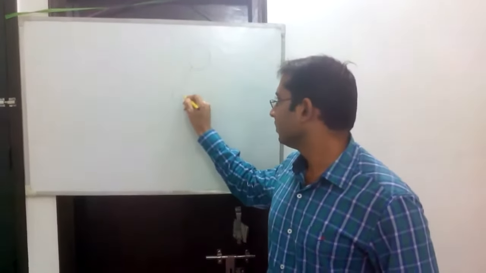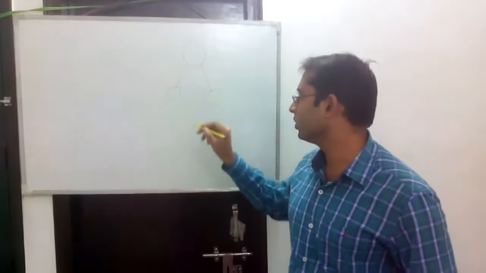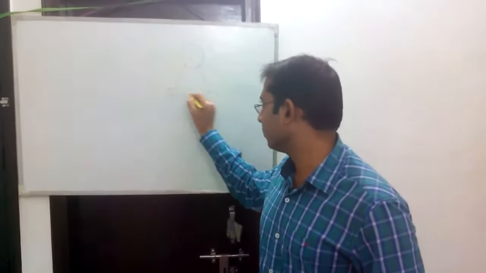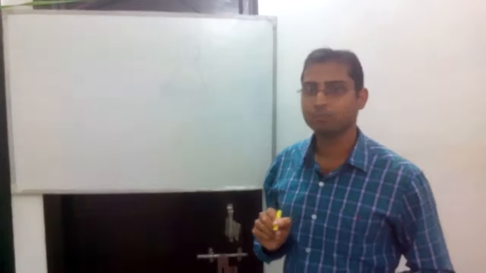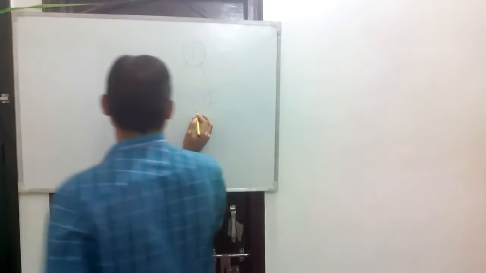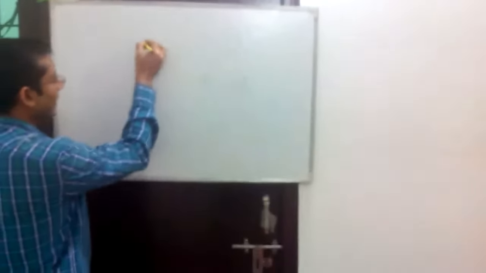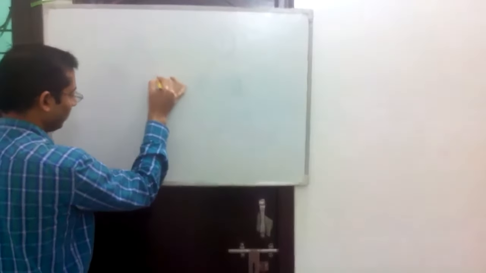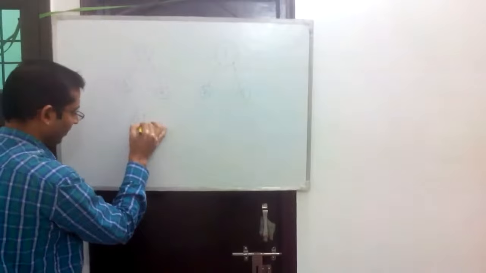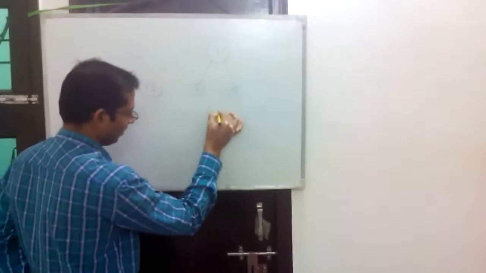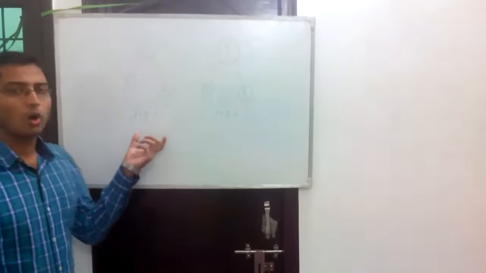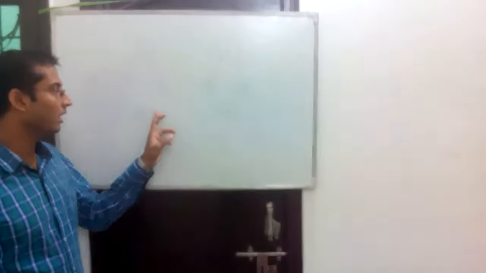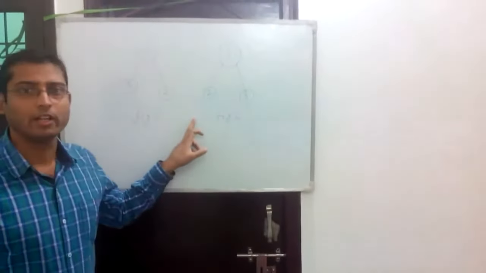So I consider these nodes. I am naming them 1, 2, 3. Again I consider another tree with 1, 3 and 2. Suppose this one is figure 1 and this is figure 2. A tree should maintain the order. So these two trees are different.